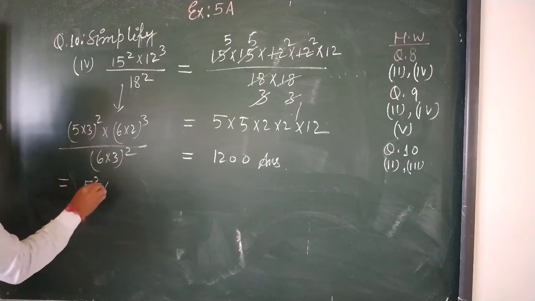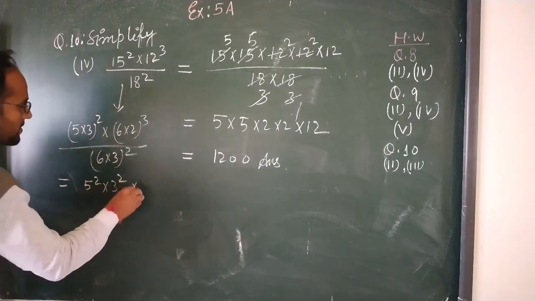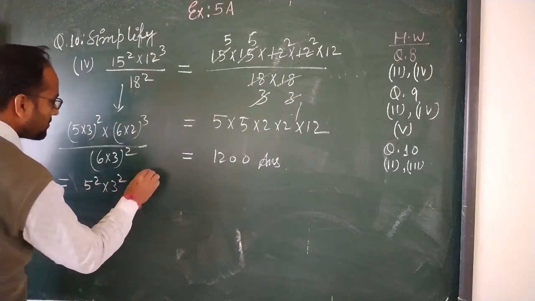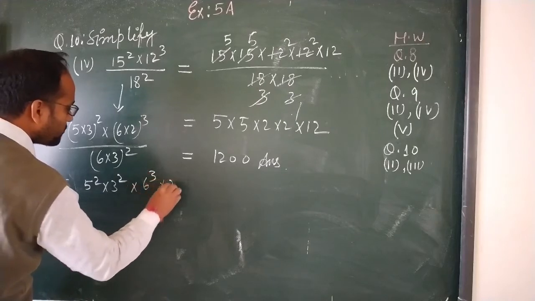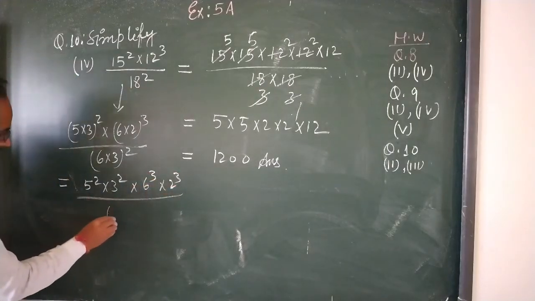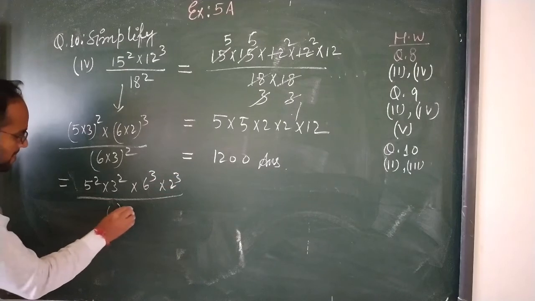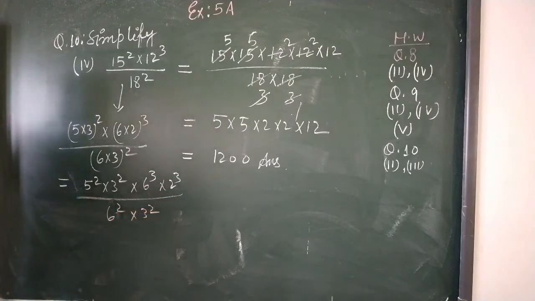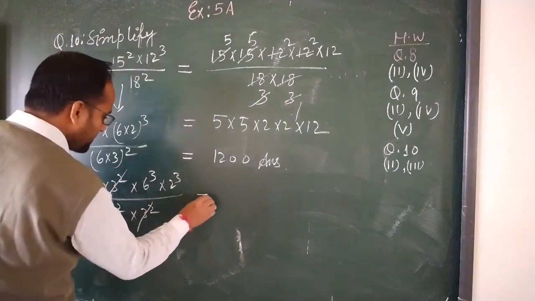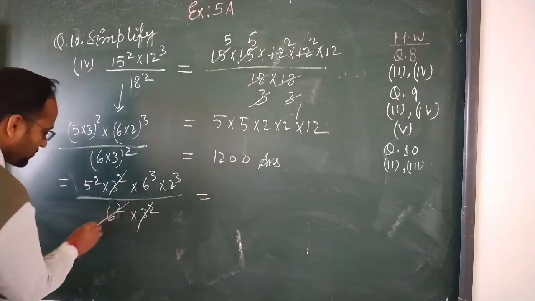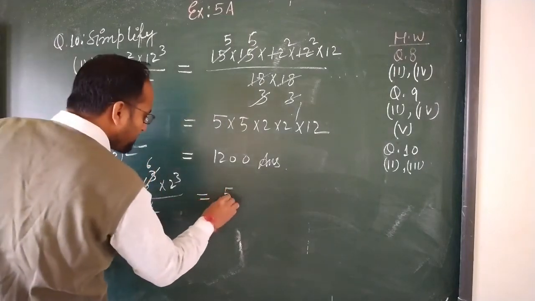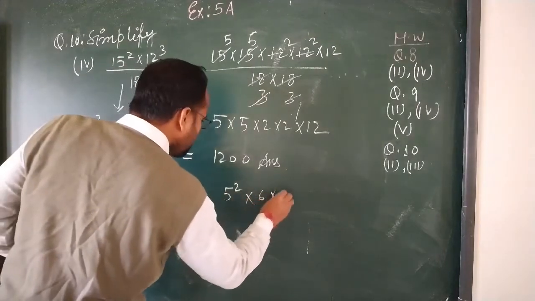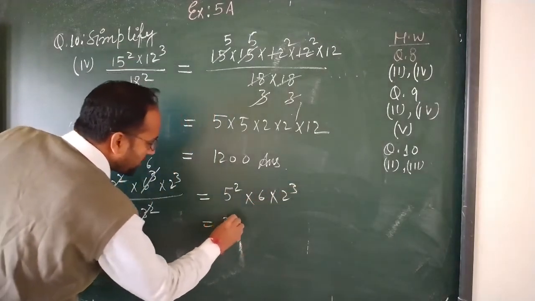5 to the power 2, 3 to the power 2, 6 to the power 3, and 2 to the power 3 upon 6 to the power 2 and 3 to the power 2. 3 to the power 2 is going to be cancelled out with this one. Okay, so see this here, students. 6 to the power 2 is cancelled out by this 6 to the power 3. One 6 is remaining. So what you will get is 5 to the power 2 into 6 into 2 to the power 3.